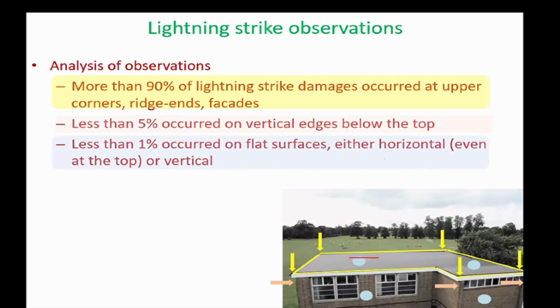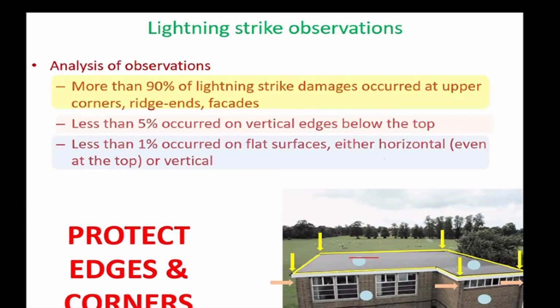So what does that mean? If your building is struck by lightning, then there is a fairly high chance that the lightning gets attached to the corners and edges. Therefore, when you're implementing your air termination system, make sure that you protect edges and corners.